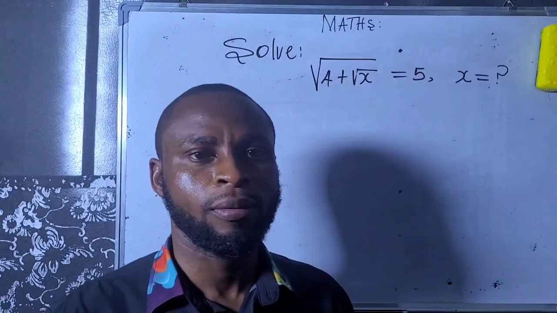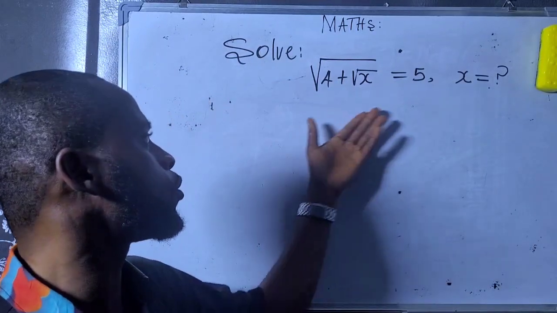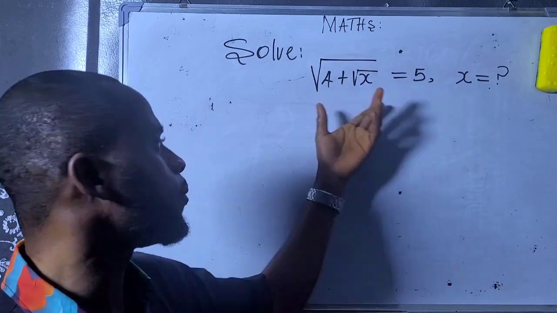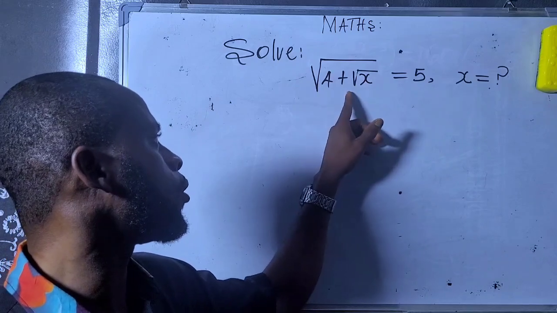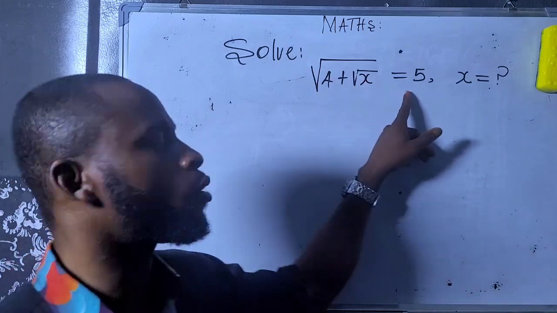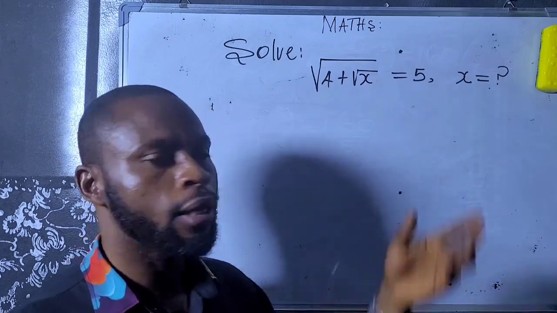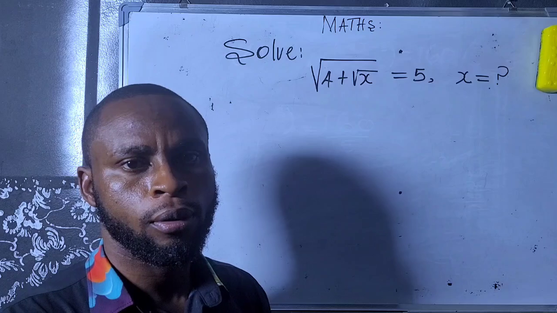Welcome to my channel. In this video, we had to provide a solution to this radical equation on the board. We had to solve the square root of 4 plus root x equals 5. Here we had to find the value of x that will satisfy this given equation.